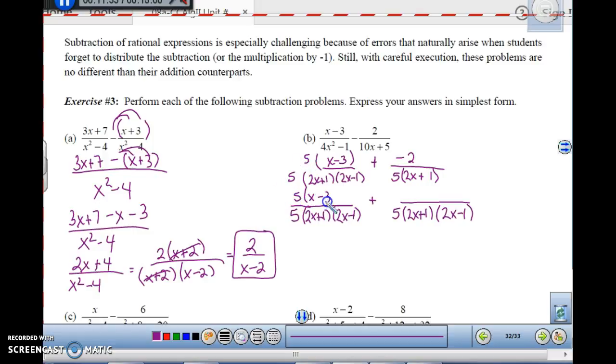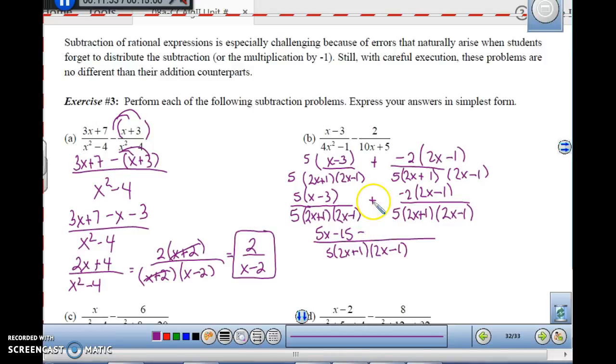5 times x minus 3. Okay, over here, I have the 5 and the 2x plus 1. I'm missing the 2x minus 1. So I'll put the 2x minus 1 up here. And now I'm going to multiply negative 2 times 2x minus 1. All right, so combining my terms, keep my denominator, and multiply my numerators. 5 times x minus 3 is 5x minus 15. Carry the minus 2 through the parentheses. I get minus 4x, plus 2.